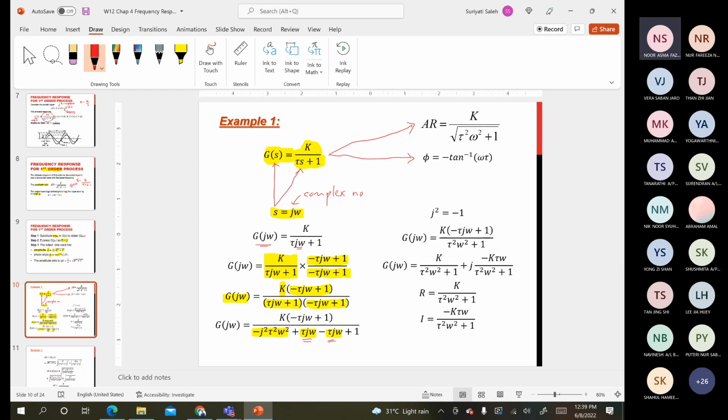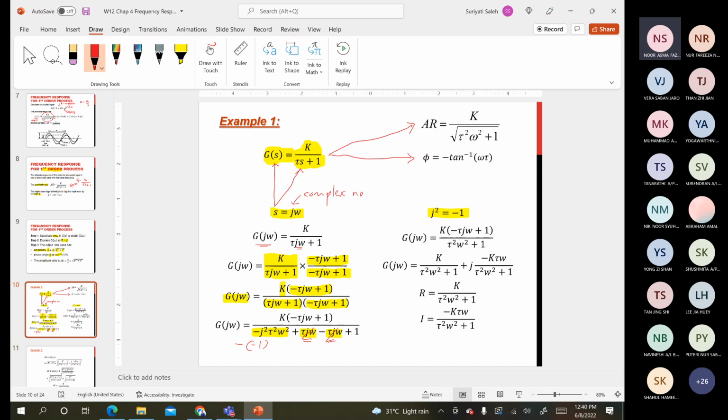And we also know that for the complex number, j square equal to negative 1. This is the standard expression for a complex number. Or in some cases, they use i square equal to negative 1. It's still the same thing, referring to the same complex number, only in this case they use the symbol j. So we know that j square equal to negative 1, and this contributes to this part. Negative times negative 1, you get the positive.